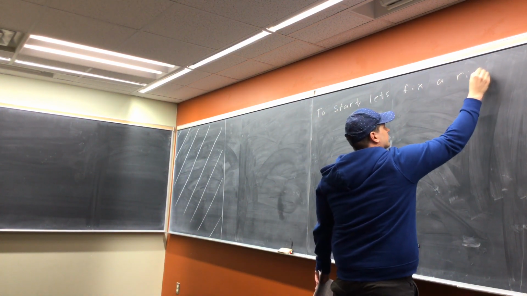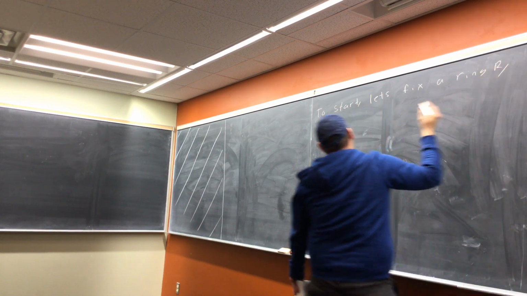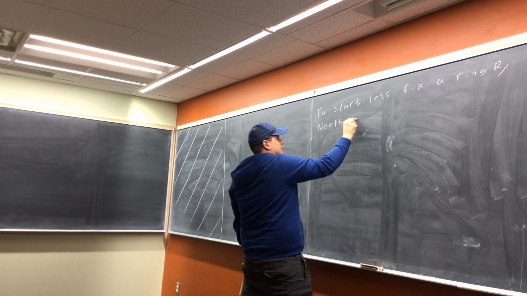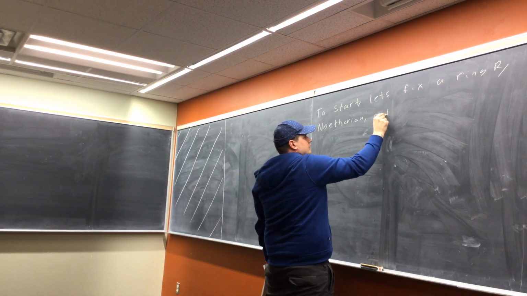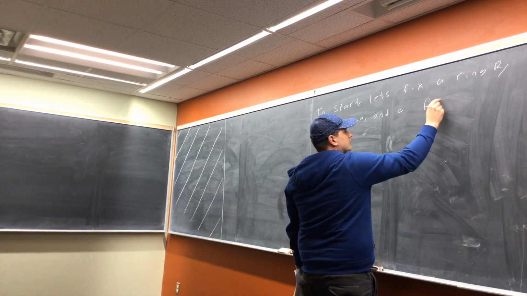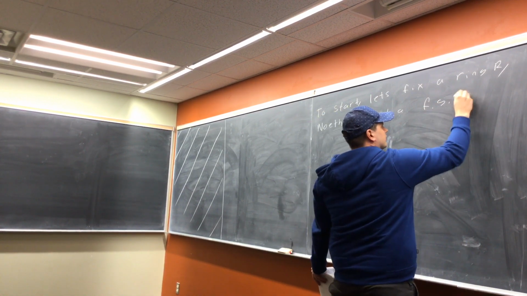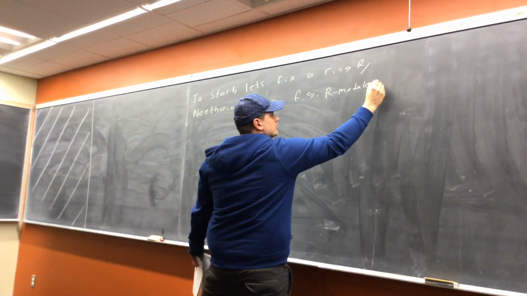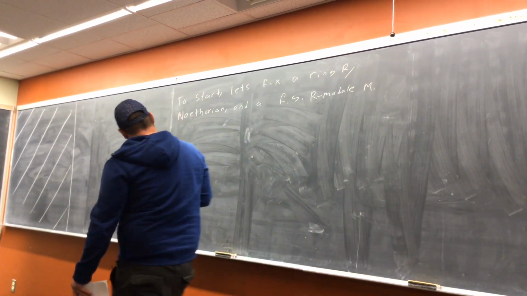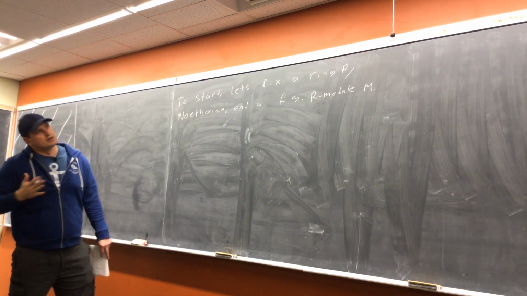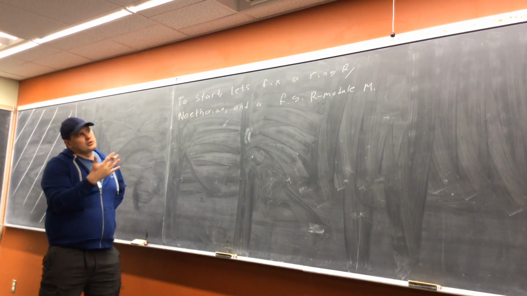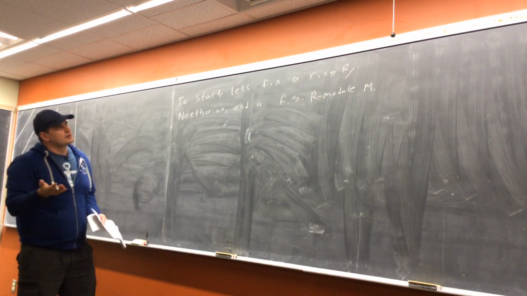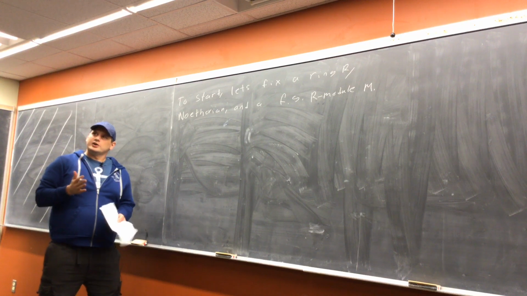So let's fix a ring R, always Noetherian, and a finitely generated R module, let's say M. Our goal to start is that we want to study M. What are some of the ways that we can do that?